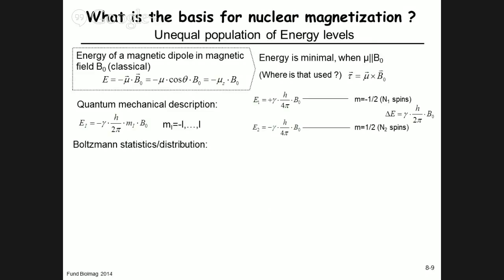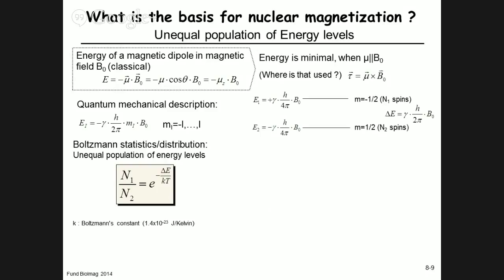And what the Boltzmann distribution says is how the numbers N1 and N2, the number of spins in the upper energy level, are related to the number of spins in the lower energy level. So we'll just give you this, and this ratio is given by the difference in the energy levels divided by kT, e to the minus the whole thing, this expression here. Since delta E is non-zero and kT is non-zero, N1 is not equal to N2. We have a slight difference in population between level 1 and level 2. And that is the basis of nuclear magnetization.